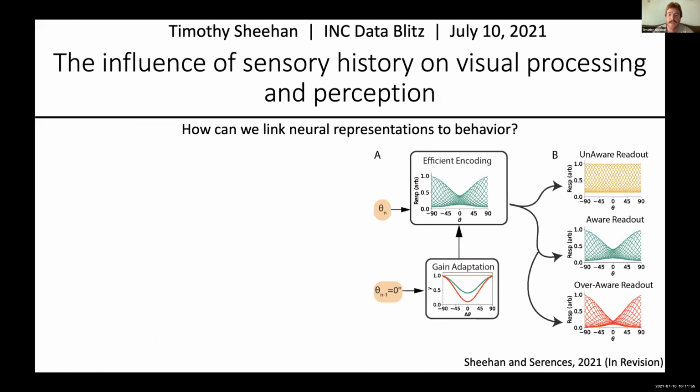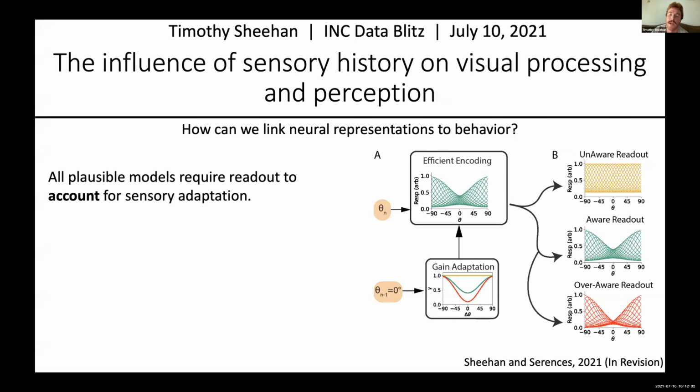We tried to make sense of this data using a model of gain adaptation. And our central takeaway was that all plausible models that can explain our neural and behavioral data require readout to account for sensory adaptation.